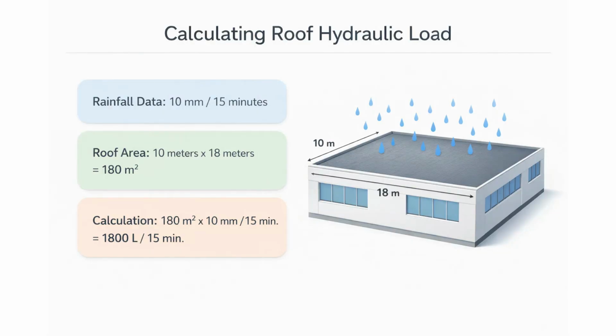Let's look at an example. Suppose our local rainfall data, which you can find in the National Building Code, is 10 millimeters per 15 minutes. If we have a roof that is 10 meters by 18 meters, our area is 180 square meters. Multiply that by 10, and we get 1,800 liters per 15 minutes.